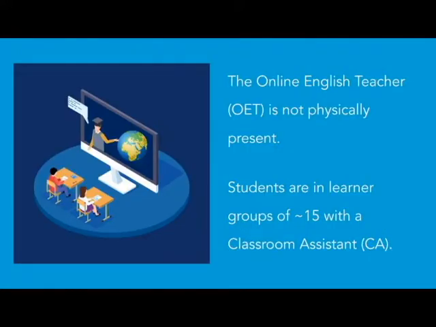A quick reminder, the OET is never physically present in the classroom. That is why the CA is so important to the success of the program. The CA assists the OET as the adult in the classroom with the learners. Each group has 15 students on average. So while not very large groups, having someone in the room to support the OET is vital. Now let's jump into everyone's roles.